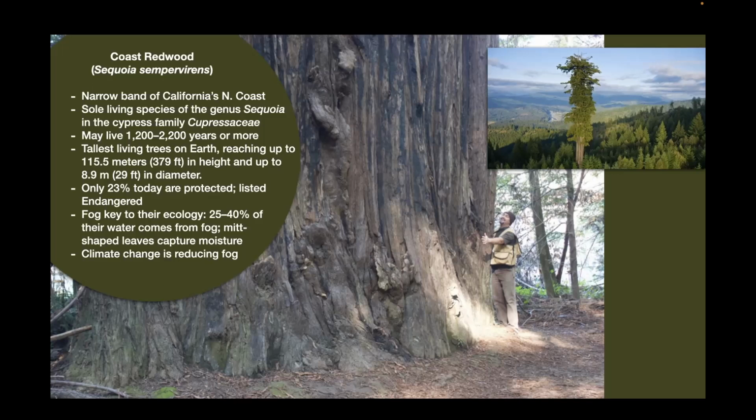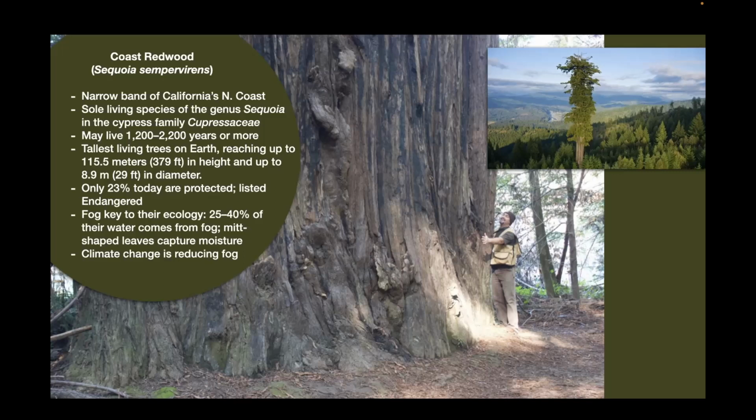And they may live 1,200 to 2,200 years or more. And it is the tallest living tree on Earth. The tallest one is this guy here shown in the picture, Hyperion in Redwood National Park, 379 feet tall. And I'm going to show you some scale in a minute to show you just how big that is. And they can be vast, like 29, 30 feet in diameter, absolutely huge.